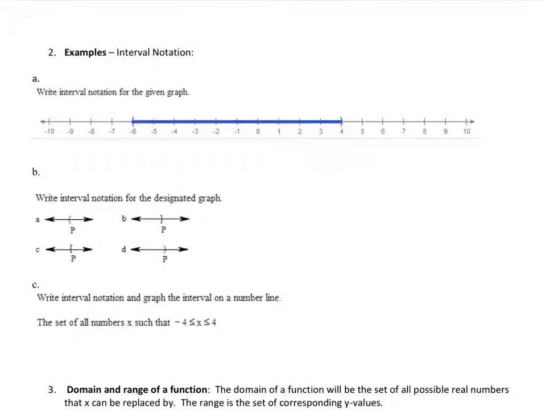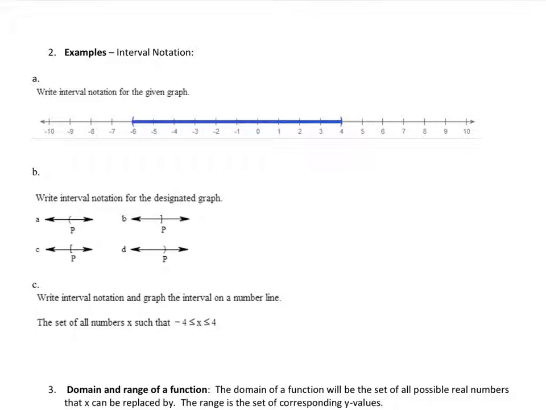And then example B is, now the bracket's pointed to the left this time, so we know that we're going as low as negative infinity because that's as low as you can go. Noting that I'm putting a parenthesis around that negative infinity because we don't include it. Then capital P and then bracket.